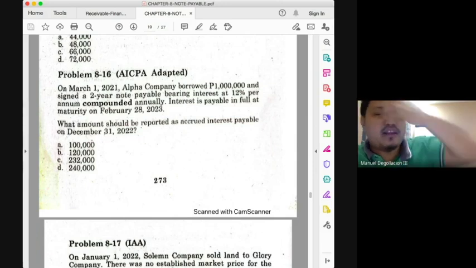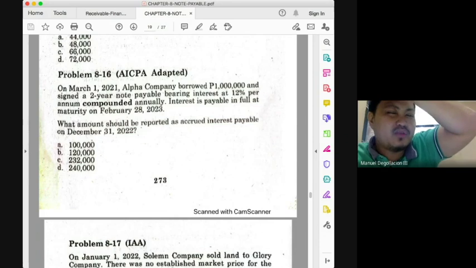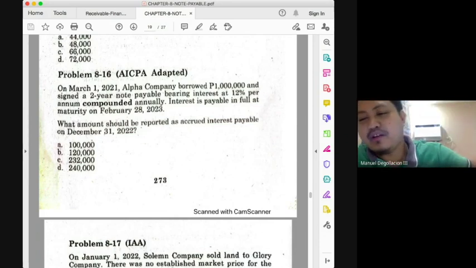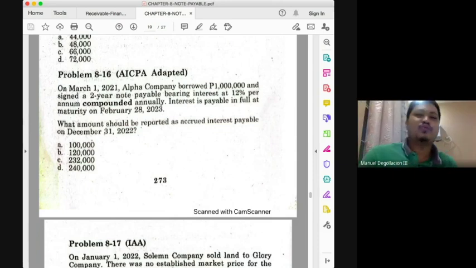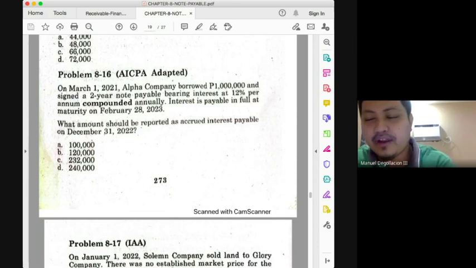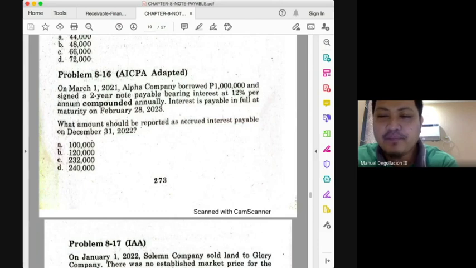Then we have determined that the interest earned by the principal from March 1, 2022 to December 31, 2022 is 100,000. If you add those two together, you will have 220,000. But that will not be the answer yet, because the interest that was earned during the first year, from March 1, 2021 to March 1, 2022, would also be earning interest because of the compounding. How much was the interest earned by the principal in the first year? It was 120,000.